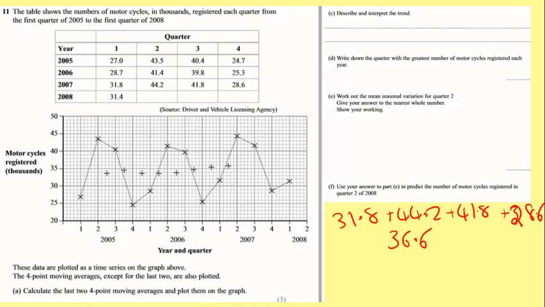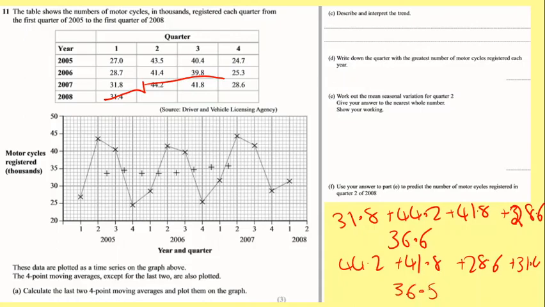36.6. And for my other one, I'm going to have to do 44.2 plus 41.8 plus 28.6 plus 31.4, because it's these scores here, and divide that by 4, and I'll get 36.5. And I'll plot them on my graph. It's going to be a little bit hard because I'm using my laptop. It's like that one and then that one.